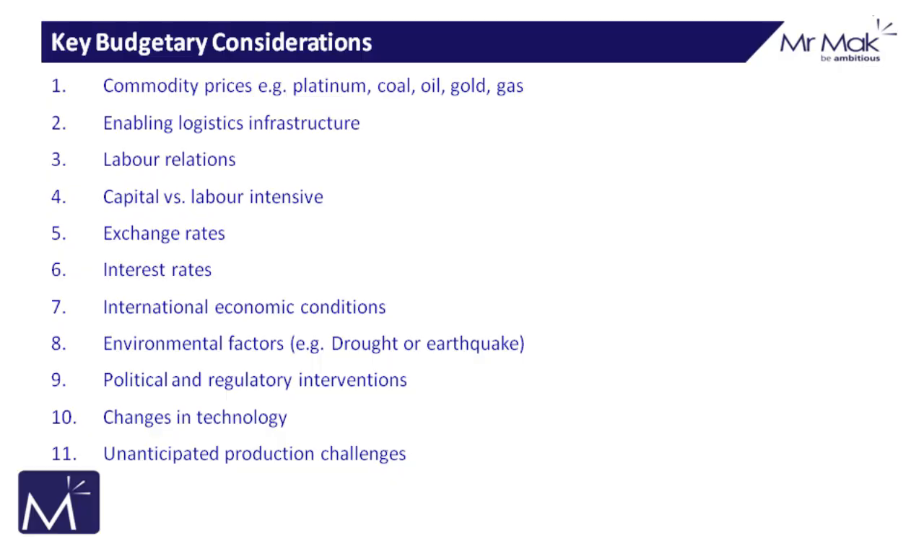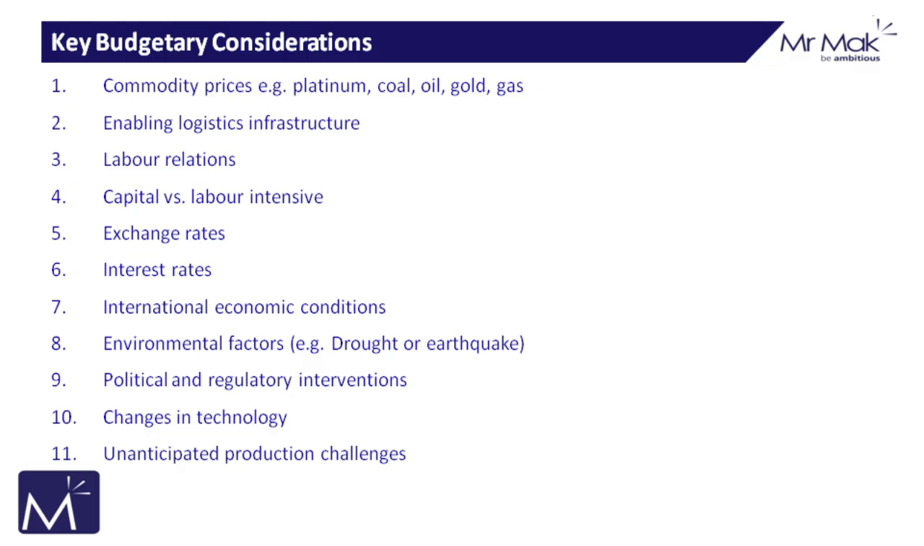Factors such as drought also impact on mining companies because it has an impact on their access to water, which is becoming an increasingly scarce resource. If there have been any regulatory or political interventions, positive or negative, it will filter through to the budget as well. And if there are any changes in technology, for instance, things like fracking, where they extract gas from underground, those will impact on the budget.